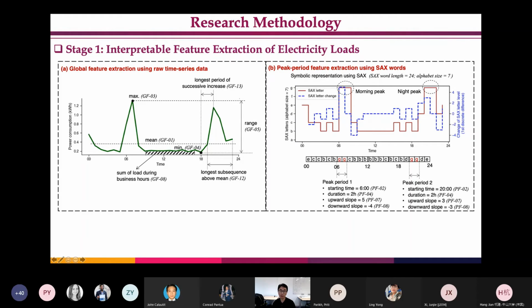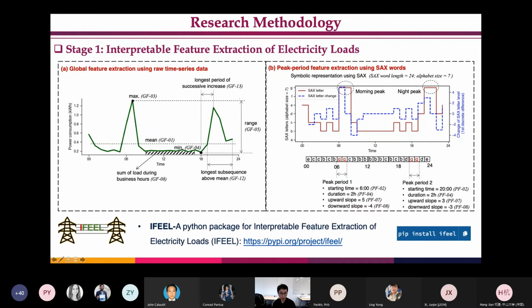We also extract the peak period features based on SAX, which is a symbolic representation. As you can see, we can transform the raw data into alphabetic letters. After this transformation, we can easily find where the peak periods are, the starting time of the peak period, the duration, the upward slope here and the downward slope here.